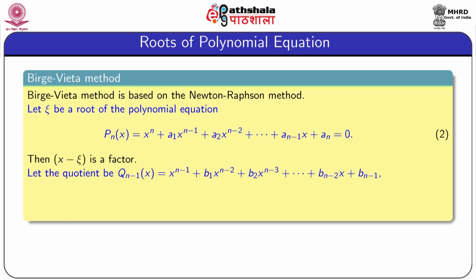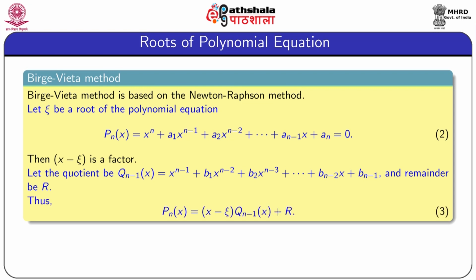And when the polynomial p_n(x) is divided by the factor x minus xi, we obtain a quotient, which is a polynomial of degree n minus 1. Let the quotient polynomial be denoted by q_(n-1)(x), which is equal to x^(n-1) + b1 x^(n-2) + ... + b(n-1). And obviously there should be a remainder, which is denoted by capital R.